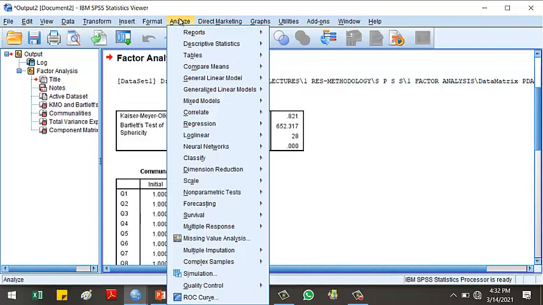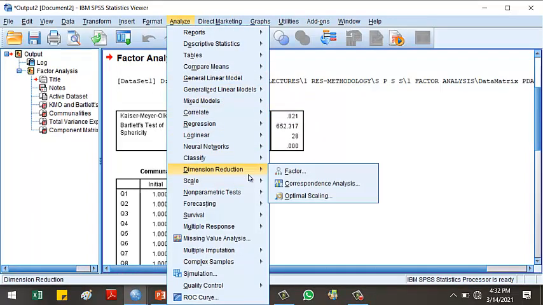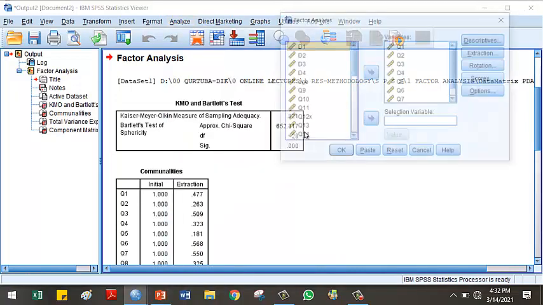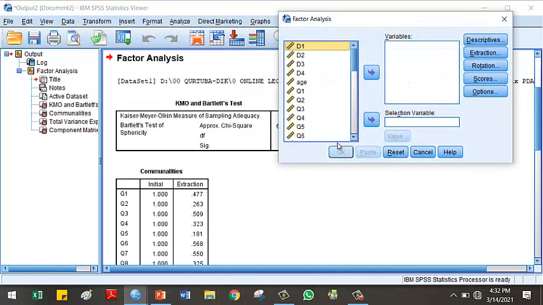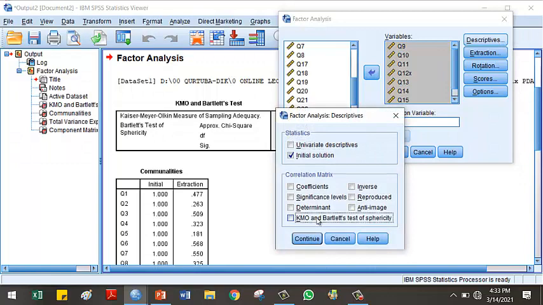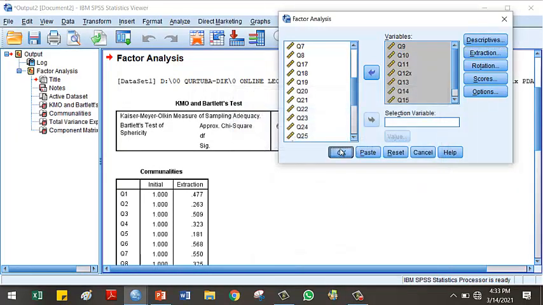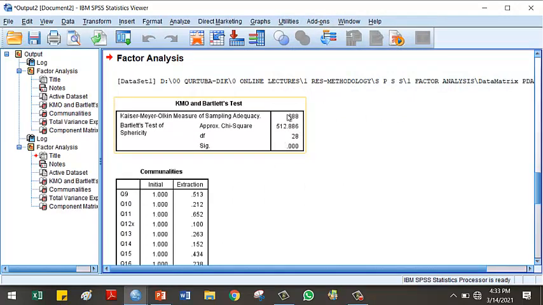Next, we shall go for the second variable. Analyze, scale, factor analysis, reset, and then questions 9 to 16 will be selected and placed in the variables column. Descriptives, again KMO and Bartlett. Extraction, 1 factor, continue and OK.